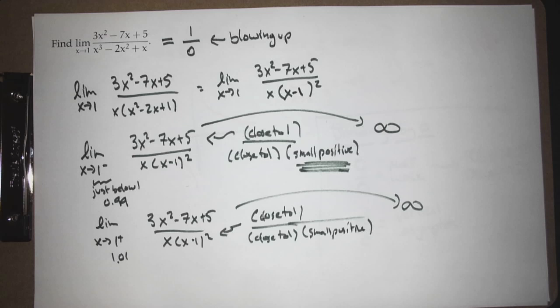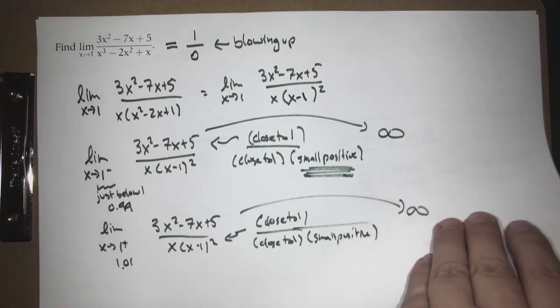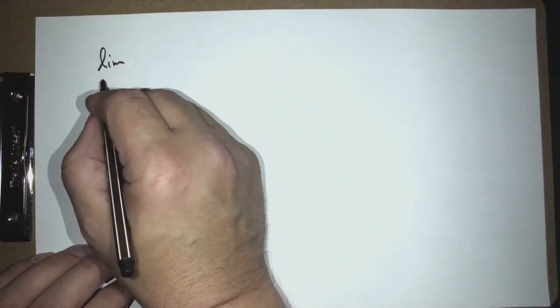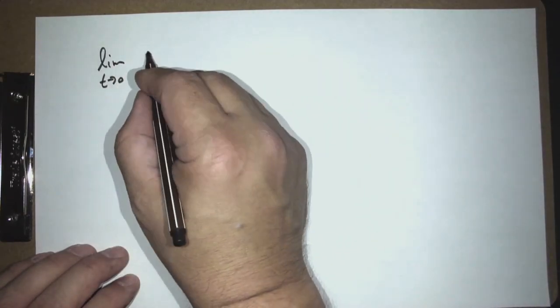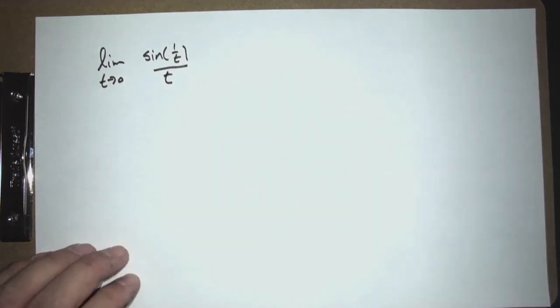What do you mean by all real numbers? Sure. Now there are limits that do some really weird things. I'll point one out to you really quickly. What happens to the following? What's the limit as t goes to 0 of sine 1 over t over t?